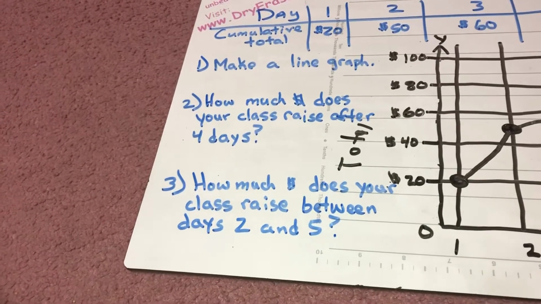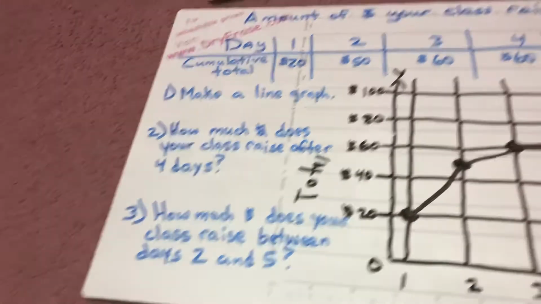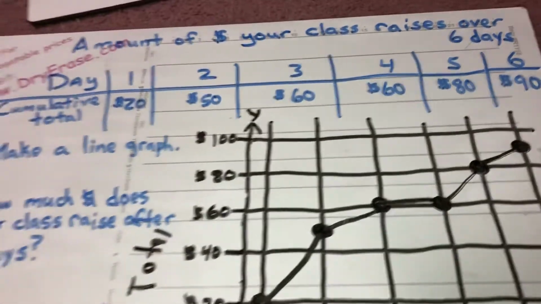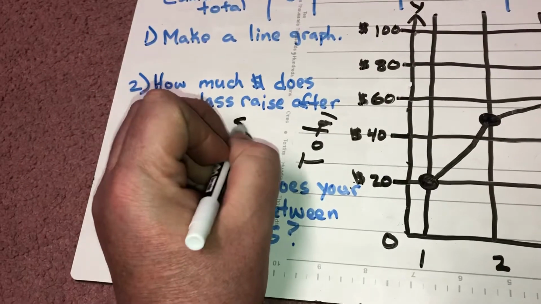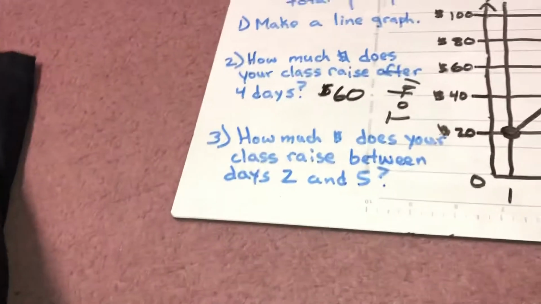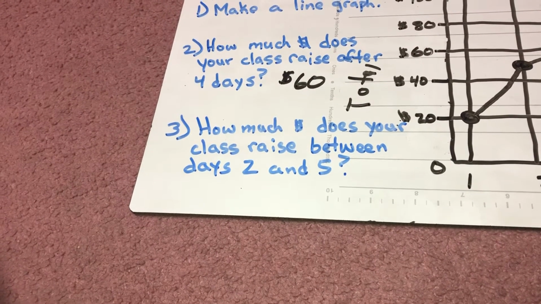So that's question 1. Question 2, how much money does your class raise after 4 days? So I just go to the table, and it says after day 4, they raised $60. So the correct answer to question 2 is $60. Question 3, how much money does your class raise between days 2 and 5?